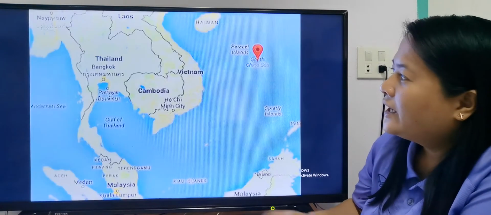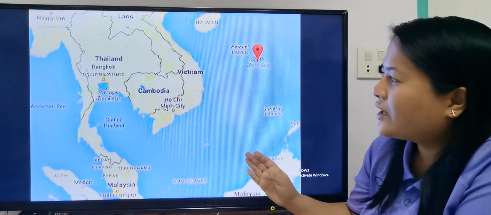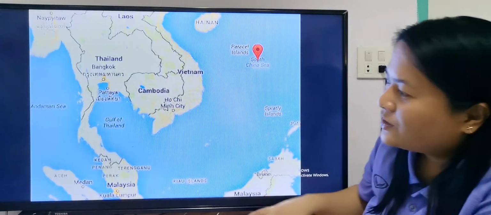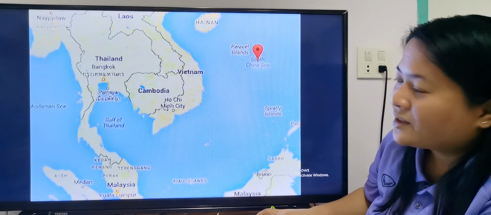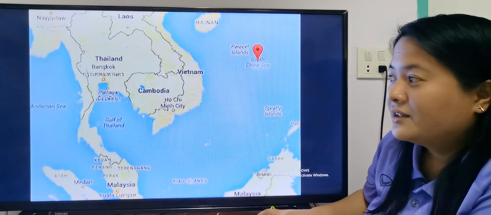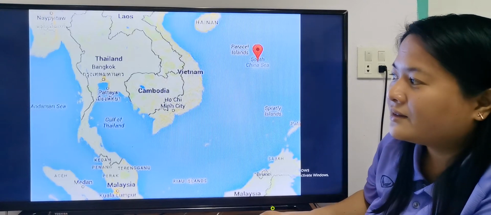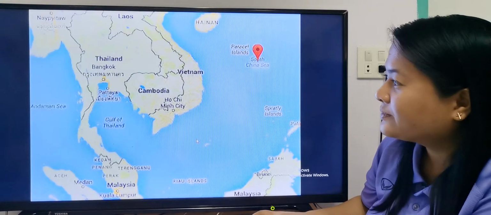If you look here, this is the map of Thailand. You can see that Thailand is also surrounded by water in the southern part. You have the Gulf of Thailand and the Andaman Sea.